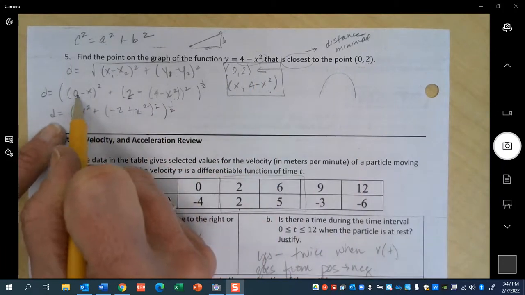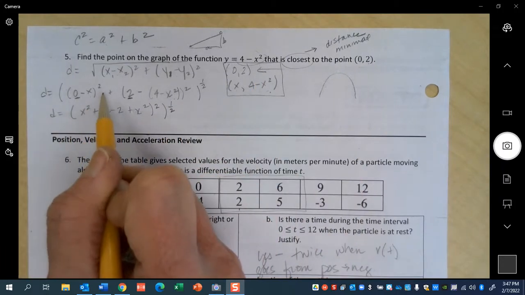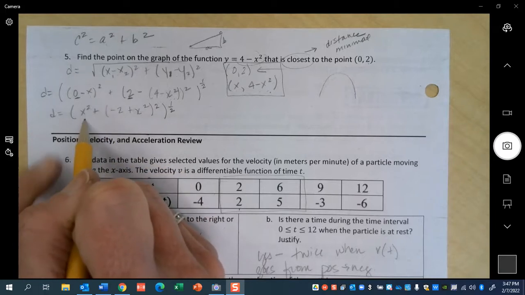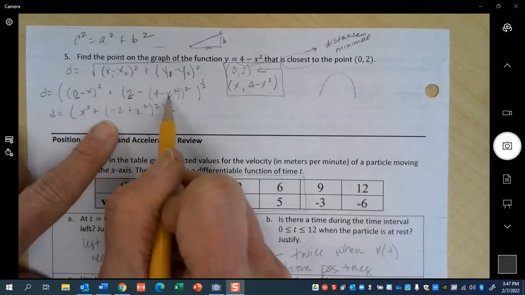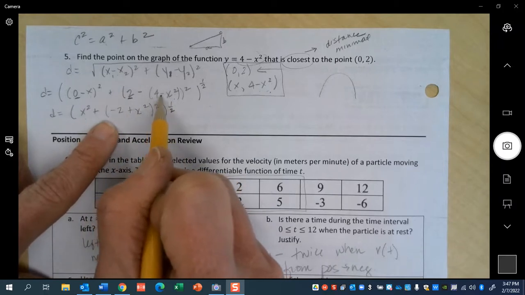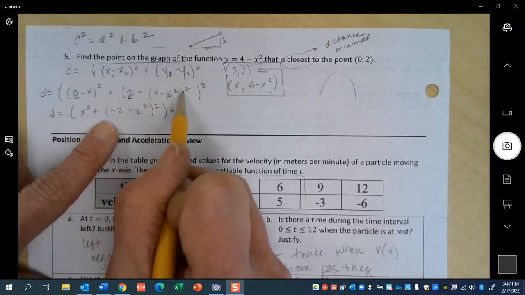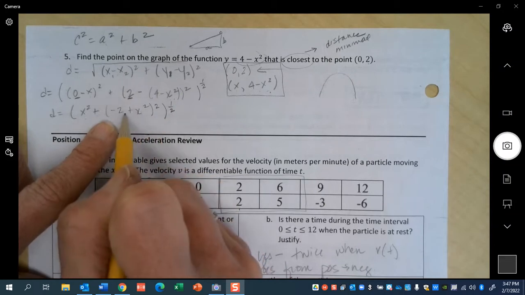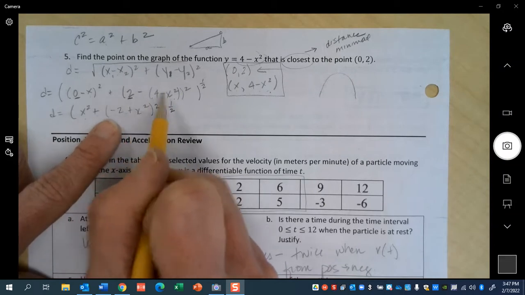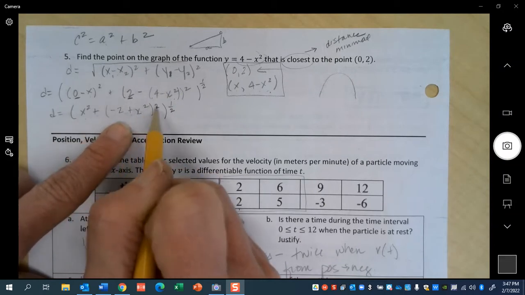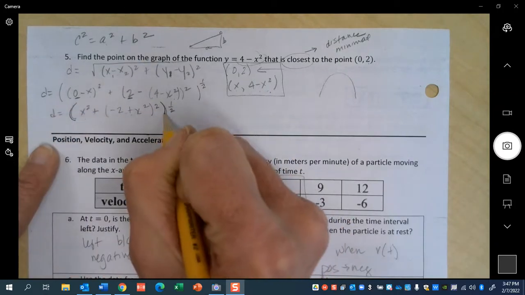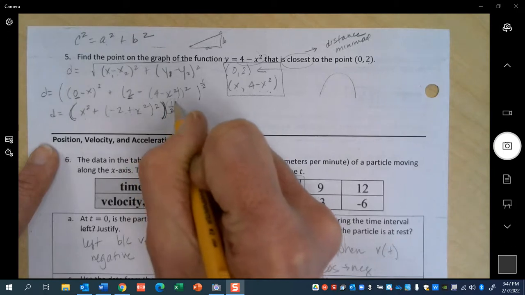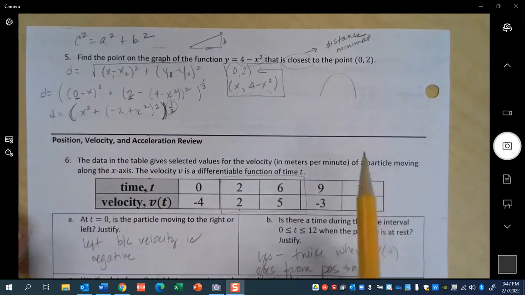So the difference between 0 and x is negative x, squared is x squared. Plus, this is 2 minus (4 minus x squared), squared. So 2 minus 4 is negative 2, minus the negative x squared is plus x squared. Remember, that's squared. And then don't forget, we're taking the square root, so this whole value here is to the 1/2 power. That's just my equation. Next step is differentiating that.